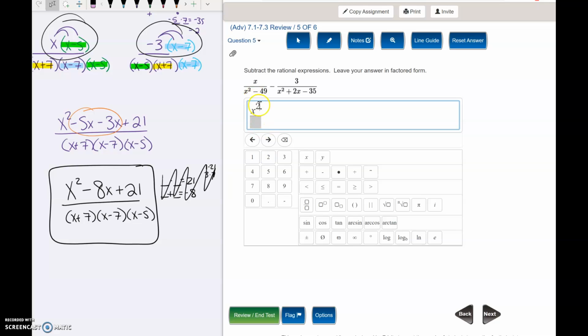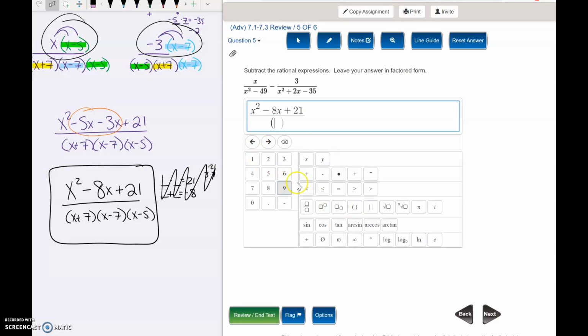Again, when you're typing in your answer, you want to start with the fraction button, x, exponent button, square. Right now, if I keep typing, we're stuck in the exponent. We don't want to be stuck in the exponent. Push the right arrow to get down out of the exponent. Minus 8x plus 21. On the bottom, parentheses, x plus 7. Right arrow to get out of those parentheses. New set of parentheses, x minus 7. Right arrow to get out of the parentheses. New set of parentheses, x minus 5.